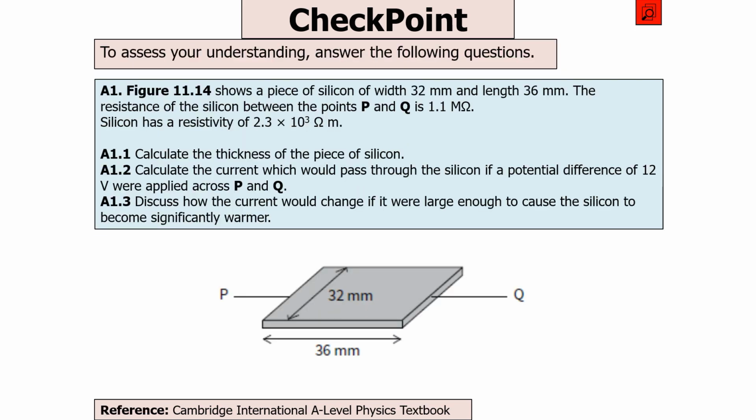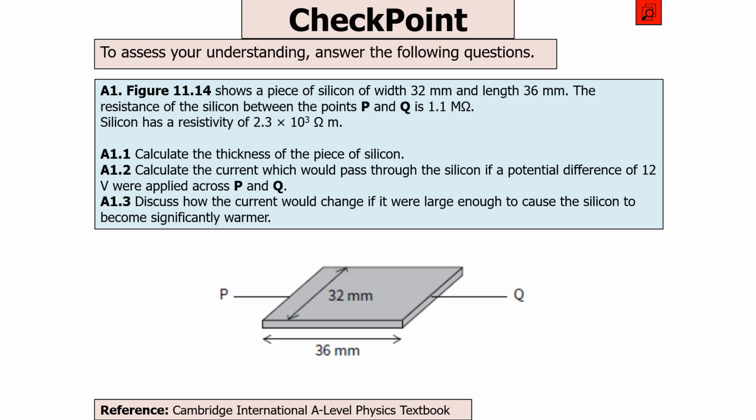The next question says, figure 11.14 shows a piece of silicon of width 32 millimeters and length 36 millimeters. The resistance of the silicon between points P and Q is 1.1 mega ohms. Silicon has a resistivity of 2.3 times 10 to the 3 ohm meters. Firstly, calculate the thickness of the piece of silicon.